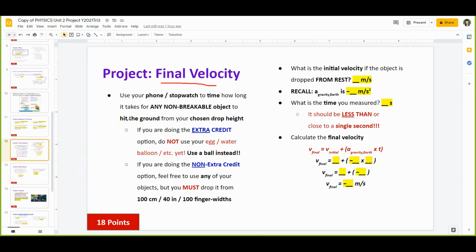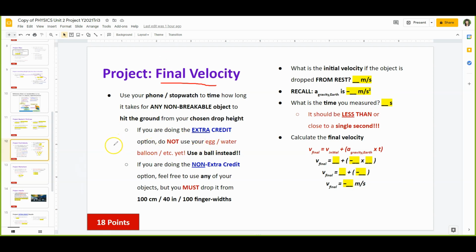Now in order to do this, you're going to use any non-breakable object to drop, as long as it drops similar to your object. So if you have an egg, obviously you shouldn't use a feather. A feather will not drop in the same way as an egg, but you could use a tennis ball.